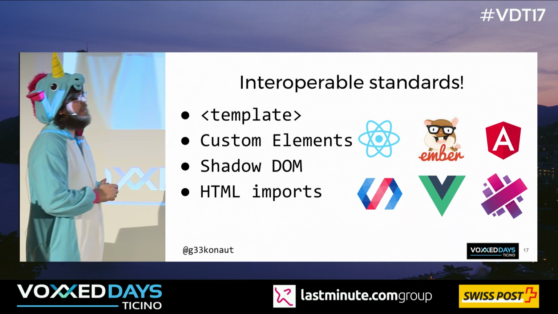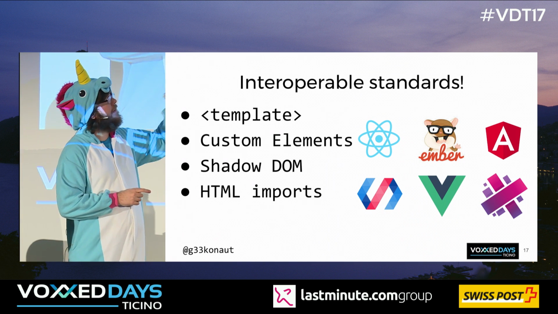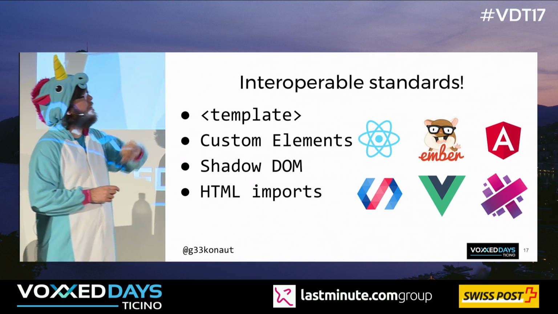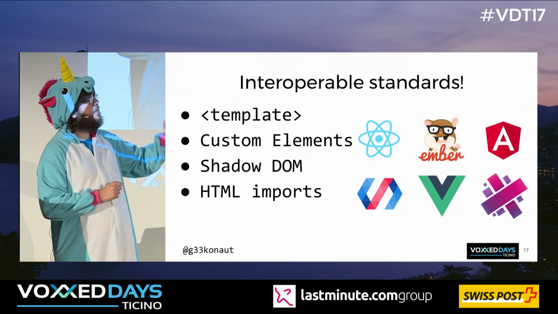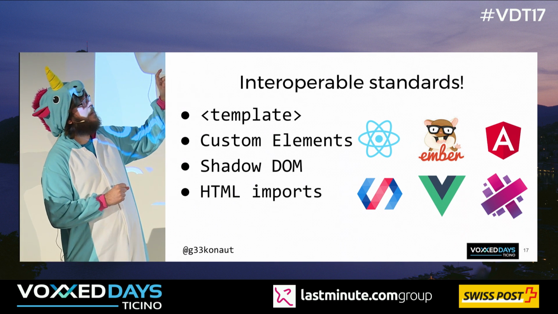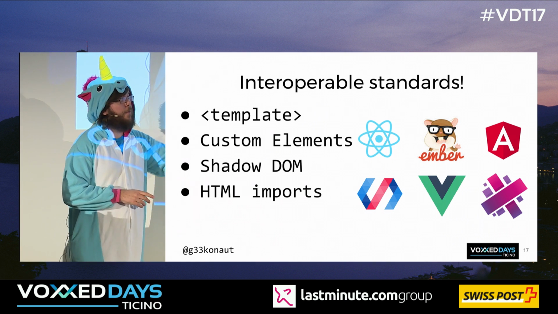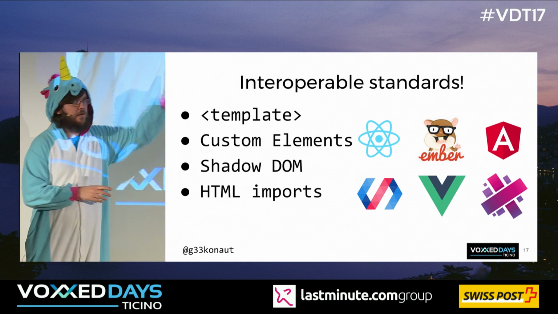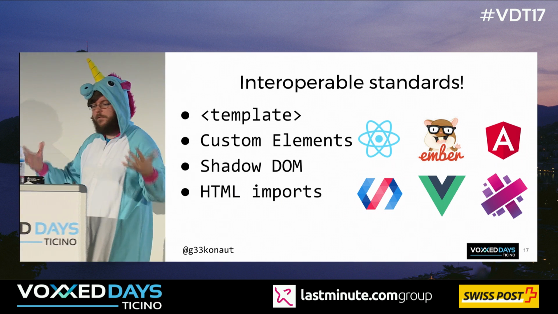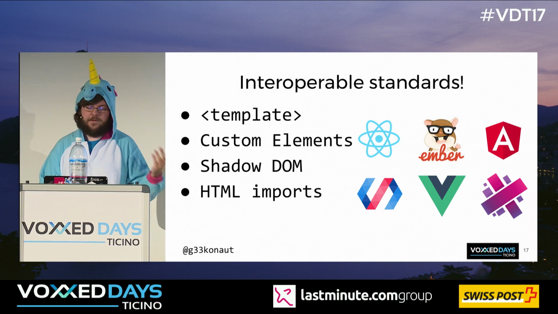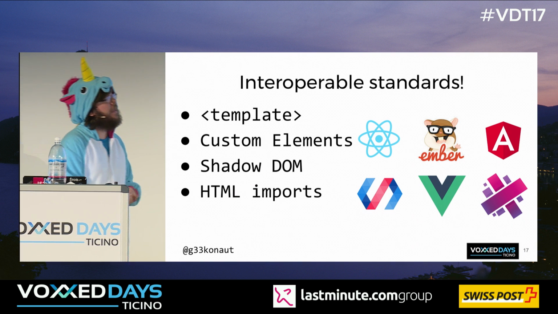Ember is looking into that. Vue is using templates, and I think plans on doing some of the others as well. Aurelia, as far as I can tell, is using Shadow DOM and template, and plans on doing that somehow. Polymer, the last on the list, is actually using all of that and just wraps it really thinly in version 2. It wraps it a little more heavier in version 1.